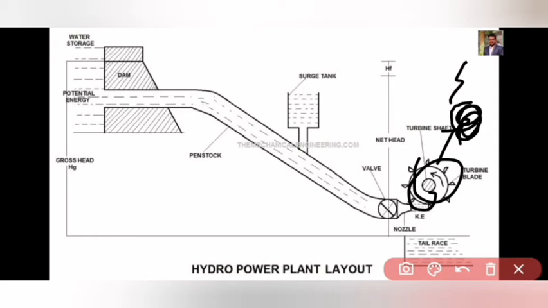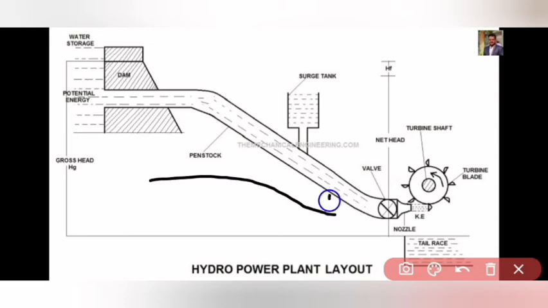Also, since the construction is so simple, there is much less maintenance cost. And due to the low maintenance, it has a longer life. Okay, these are all about the advantages of this hydropower plant.